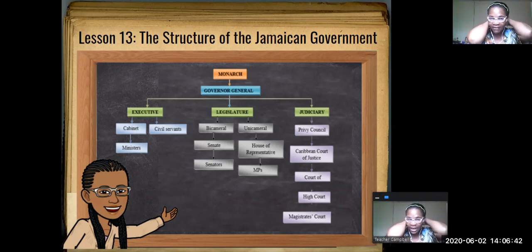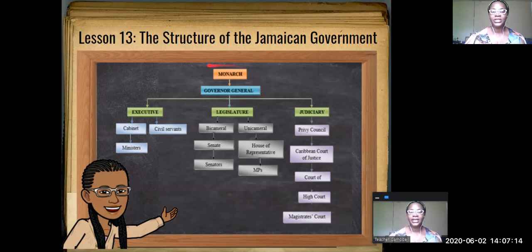And so having the queen as the head, we will have her at the top here, and this is where she is, the monarch. The queen is what you would call a titular head, which means she is not really involved directly in our everyday or day-to-day business. However, she oversees everything. The queen is represented here by the governor general. So here's the queen and here's the governor general.